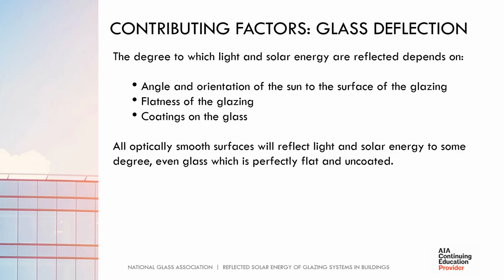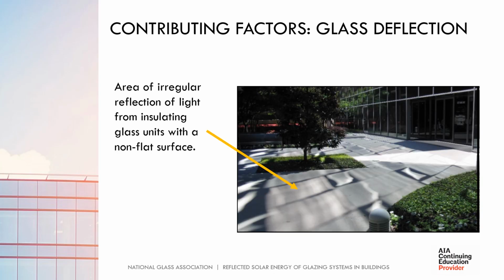Glass may deflect due to a variety of environmental factors that may lead to the concentration of this reflection in a localized area. Such deflection can occur in monolithic glazing systems, but it is more typical of insulating glass units. Perfectly flat, uncoated glass will reflect light and solar energy. The effect of the environmental factors on glass deflection can be influenced by a number of design considerations.